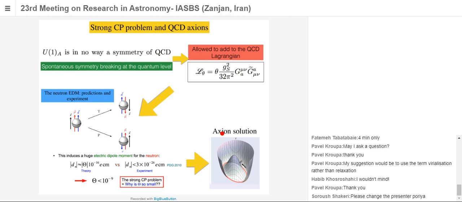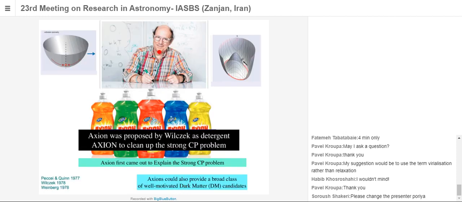The axion behaves exactly as the Higgs does in the electroweak interaction, but in the strong interaction. Wilczek named the axion since the axion cleaned up a problem in the strong interaction. Wilczek put the name of a famous detergent of that time, Axion, on this particle, since it cleans up the strong CP problem. As I said, the axion first came out to solve the strong CP problem, but afterwards people showed that they could be a very well-motivated dark matter candidate. And I will explain it more in the following slides.